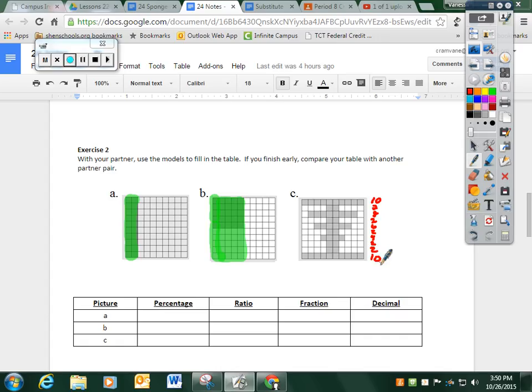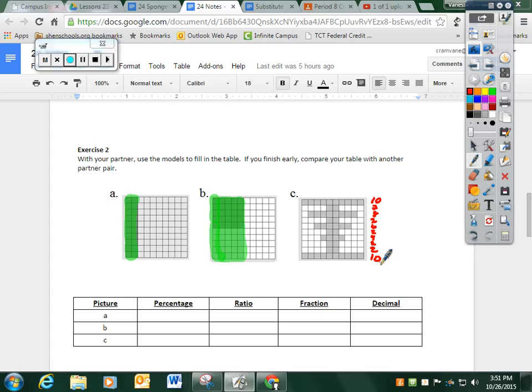So I'm going to ask the substitute to pause the video. I'm going to ask you to do picture A, percentage, ratio, fraction, decimal, B, and C in the same way. And when he or she thinks that majority of you are done, they will play the video so you guys can see the answer.